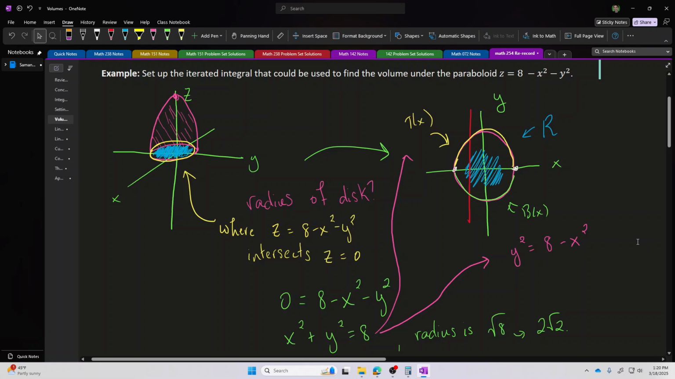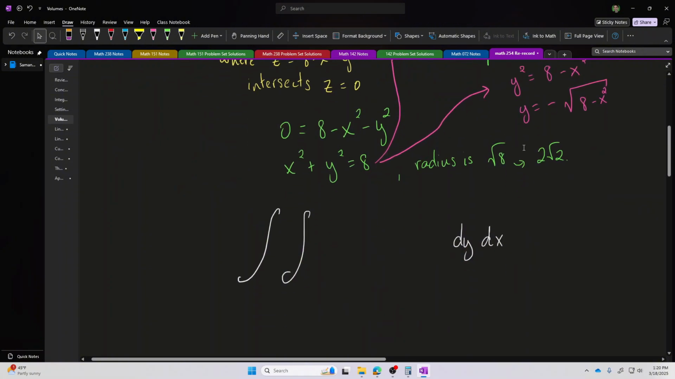If I apply a positive square root, the positive square root will give me the upper half of the circle, and that's my top function. If I apply a negative square root, the negative square root gets me the bottom half of the circle, and so that would form my lower function for this region. So this lower function, the negative square root of 8 minus x squared, and here's my top function, the positive square root of 8 minus x squared, in the order y first and then x second.